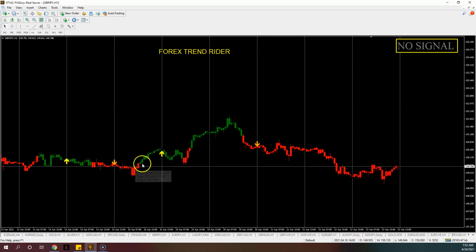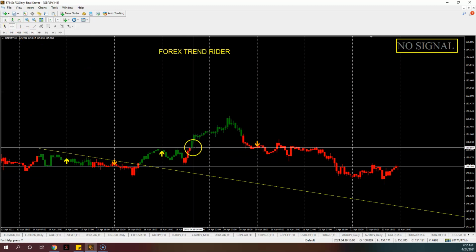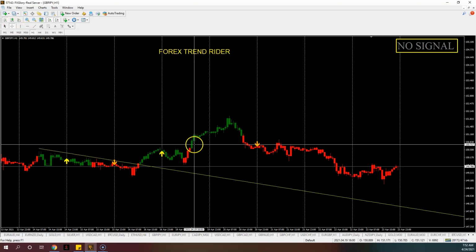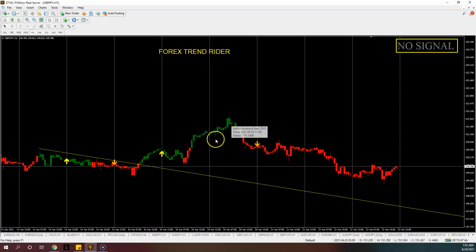Now, this is a breakout trade. Notice the trend line breakout. Forex trend writer gives us an alert, but then there's the retracement. Wait for the retracement to finish. When green candles appear again, take your trade and ride it to the top. From the swing low here to the top, that's about 142 pips.